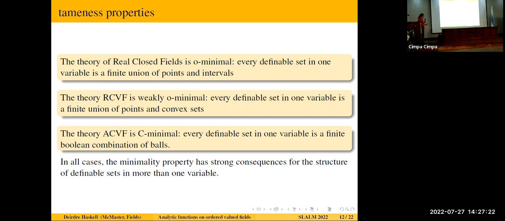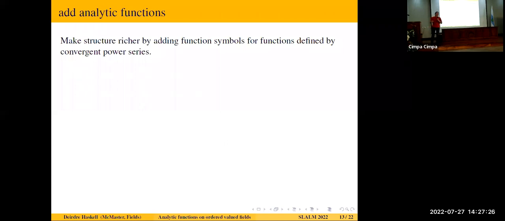Okay, so that's the algebraic structure that I want to be looking at. And I want to ask the question, how do we add analytic functions? How do we study analytic functions using the same kinds of techniques and methods that we have from model theory? These analytic functions are not going to be definable in the algebraic structures that we've written down. The functions that we can define are polynomials and things that come from polynomials. So in order to look at analytic functions, we have to find some other way to do it. The method which is used is to make our structure richer. Let's add function symbols for more complicated functions, and we can choose to interpret them by analytic functions on the domain that we're interested in.